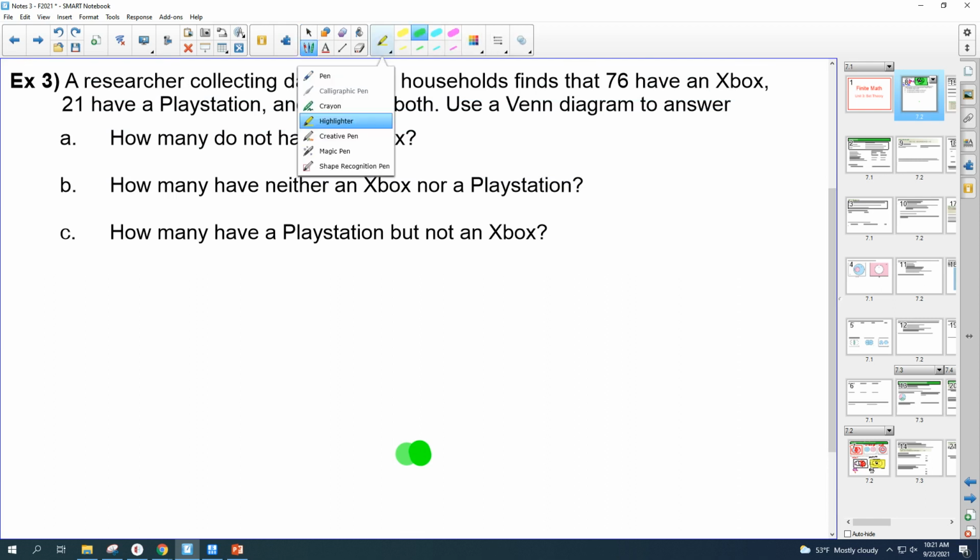So if I'm going to use a Venn diagram, first thing you'd want to identify is how many sets there are. Okay. In this problem, we're talking about people with an Xbox and people with a PlayStation. So I see two sets.